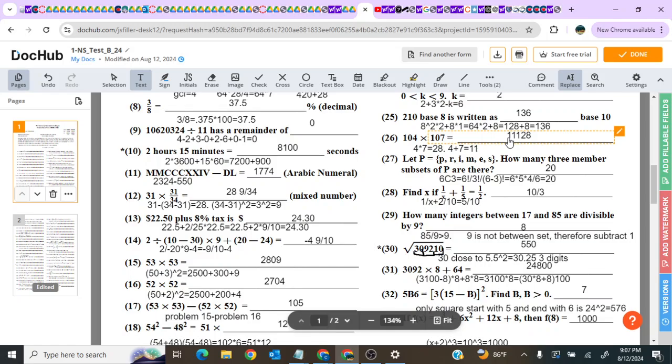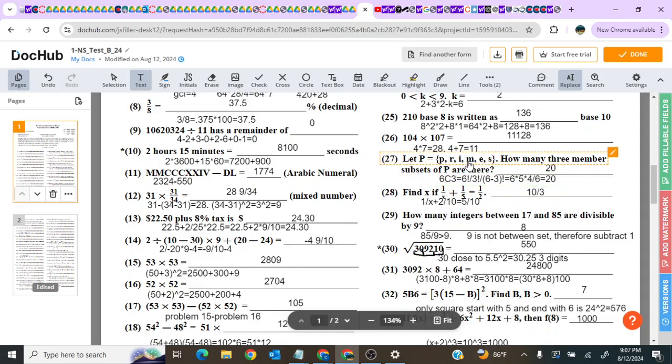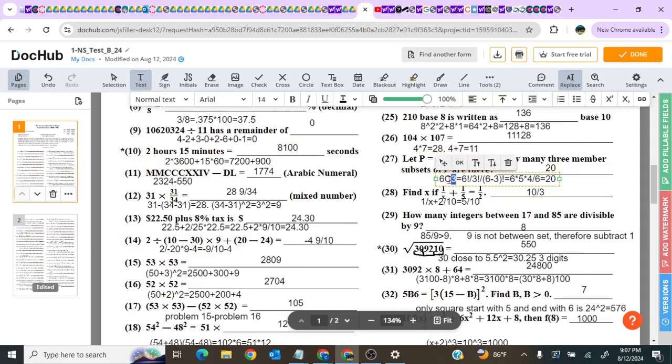27. Let P be equal to primes. How many three-member subsets of P are there? Well, the number of subsets is equivalent to total number of elements, combination, number of members in your subset. So 6 combination 3, which is defined as 6 factorial divided by 3 factorial times 6 minus 3 factorial, or 6 times 5 times 4 divided by 6, or 20.